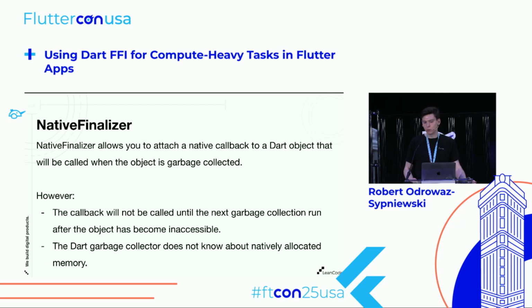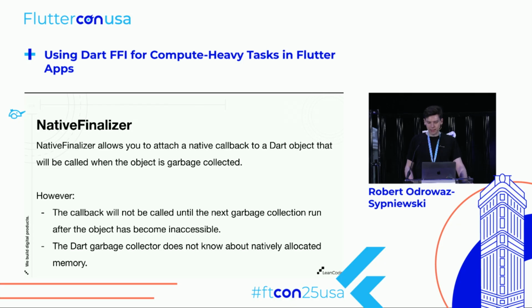So first problem is that while native finalizer is guaranteed to be called before the isolate shuts down, it will be called only when the garbage collector runs. So if we are allocating significant amount of memory or taking up some other significant amount of resources on the native side, we may still want to manually dispose this object, not depending on the native finalizer, to free those resources as fast as possible.